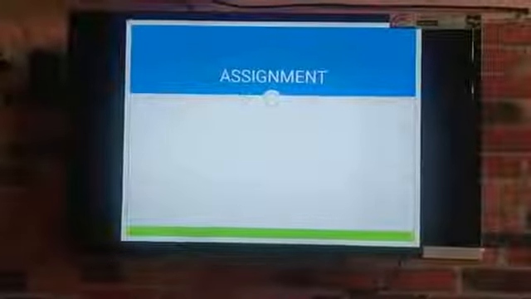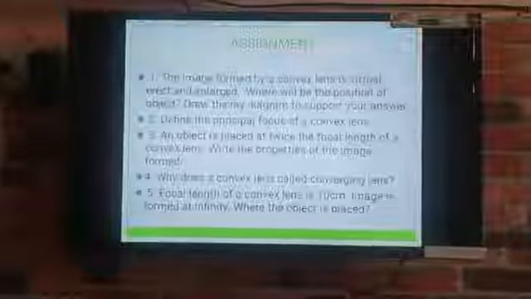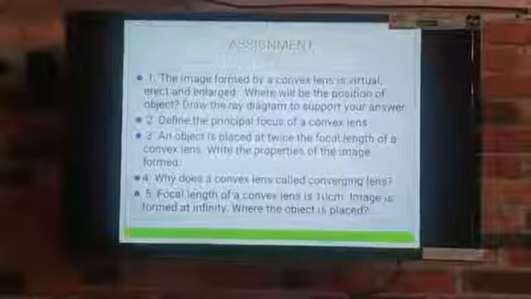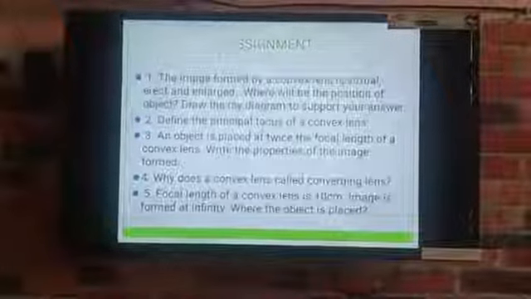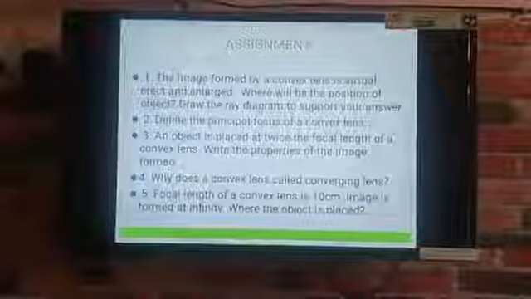So we have learnt about spherical lenses and the ray diagram of convex lens. Here are some questions based on the topic we have discussed.